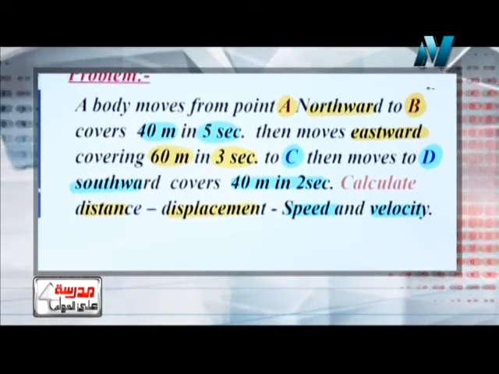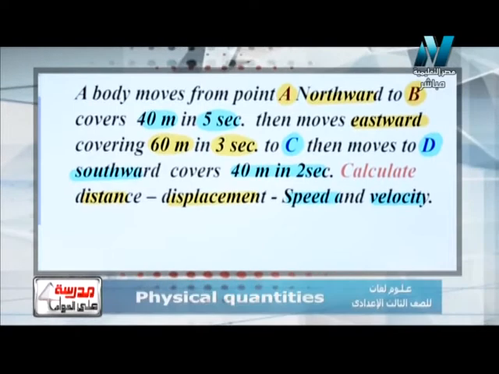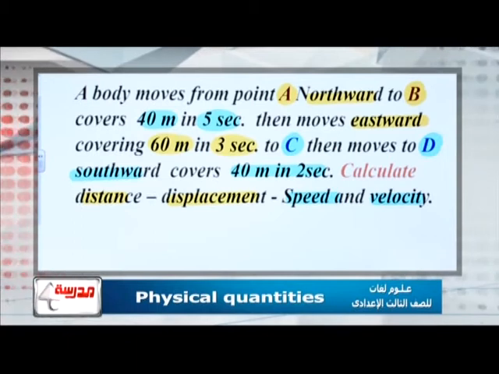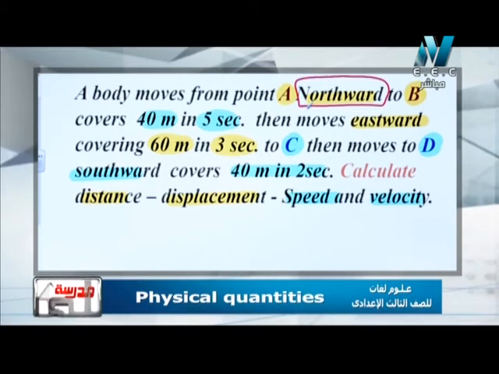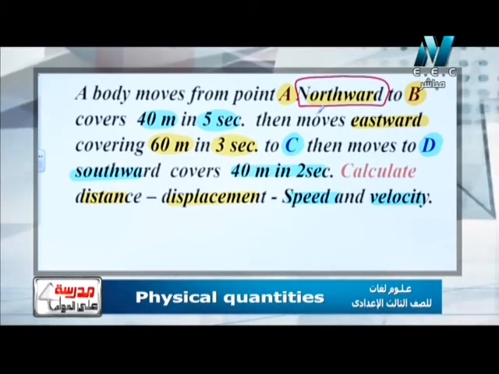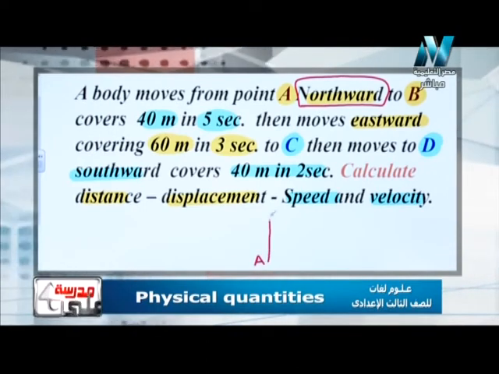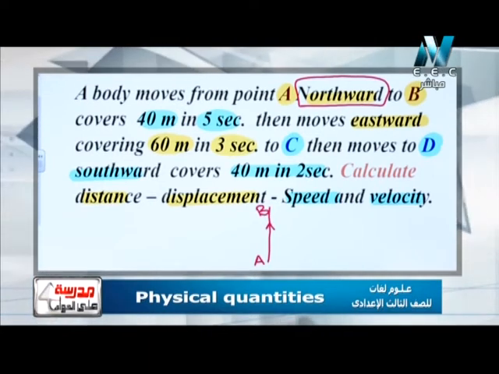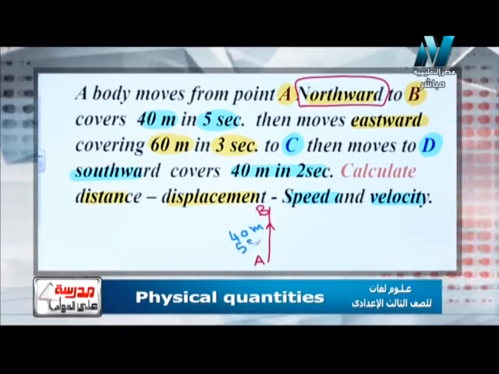Before we answer this question, we should draw as a draft, not necessarily with a ruler. Okay? We can draw like this in front of you. The body will move from point A, but the most important thing is the direction: it moves northward. We know north, south, east and west, the 4 directions. It moves from A northward to B, covering 40 meters in 5 seconds, as it said.